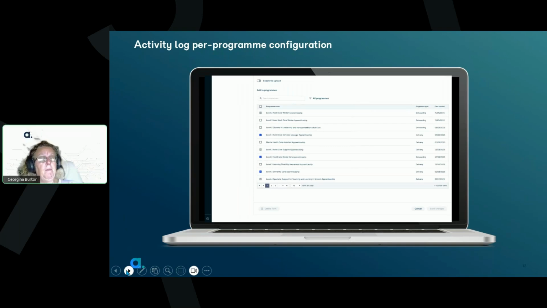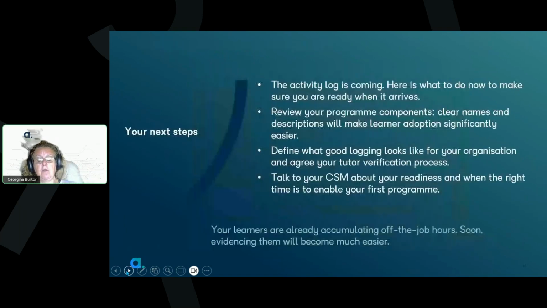So my key takeaway is don't wait for general availability to start getting ready. Providers who hit the ground running are the ones who are preparing now. Tidy up your components, set your expectations with tutors and learners, and have a conversation with your teams and your CSM about readiness. And then by the time general availability arrives in the very near future, you'll not be starting from scratch, you'll be starting from ahead. Your learners are already accumulating off the job hours. Soon evidencing them will be the easy part.